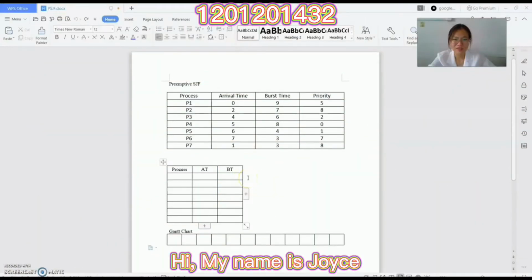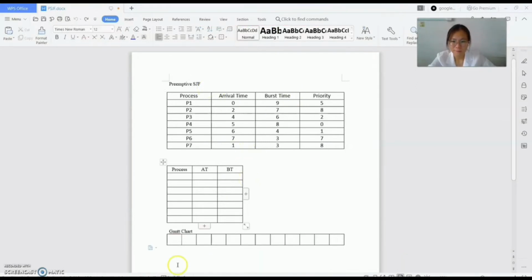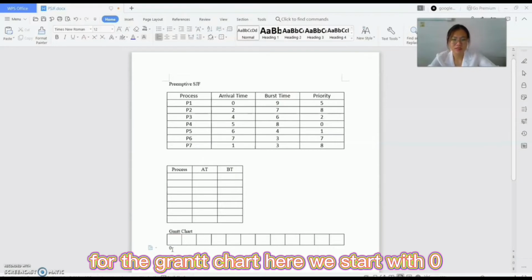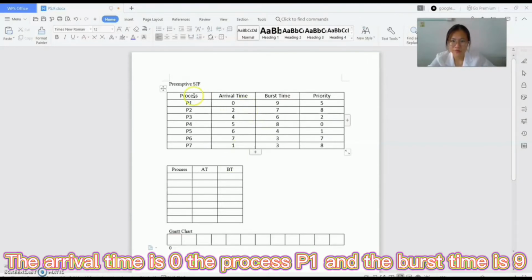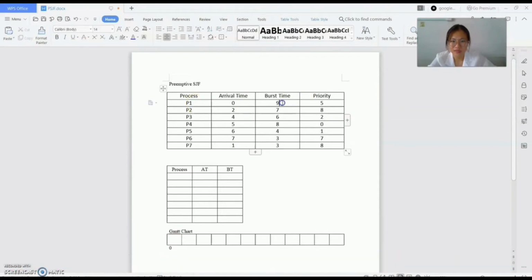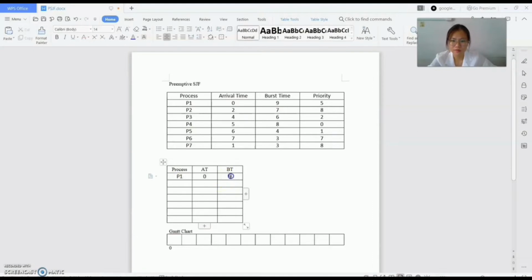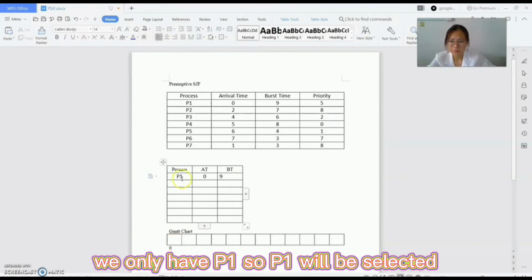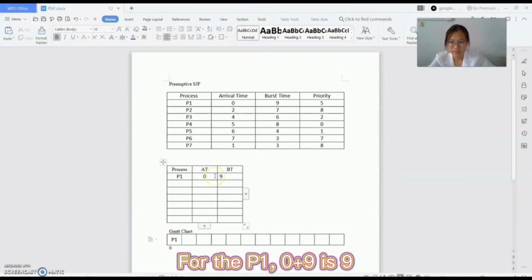Hi, my name is Joyce. I want to present the preemptive SJF. This is our table. For the Gantt chart here, we start at 0. The arrival time is 0, the process is P1, and the burst time is 9. So we need to list down the process into the column. In this case, we only have P1, so P1 will be selected. For P1, 0 plus 9 is 9.